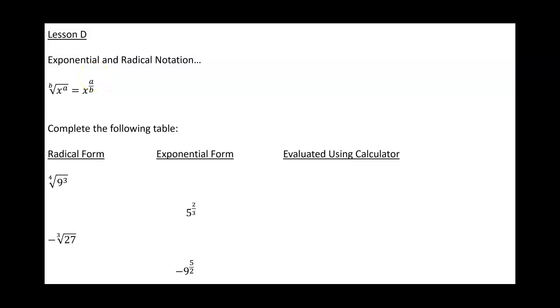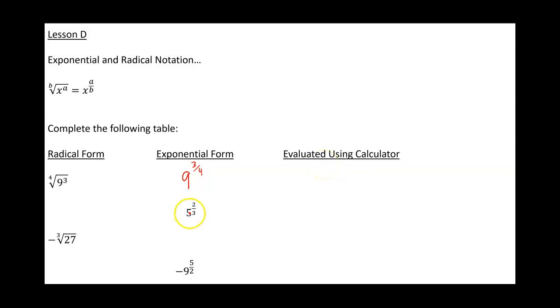of the exponential notation. So if our radical form is a fourth root of 9 cubed, then 4 is the root, that'll become the denominator, and 3 is the exponent, that'll become the numerator. So I would write that as my base 9 raised to the power of 3/4. Now we're going to evaluate this using a calculator, which we'll do at the end.